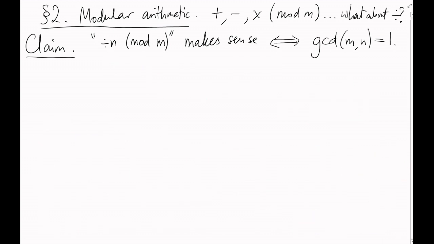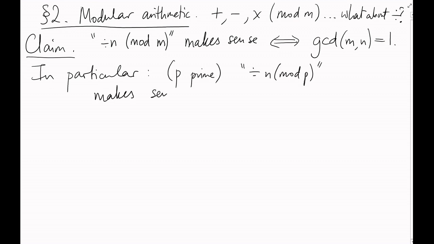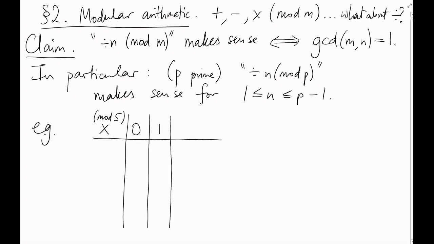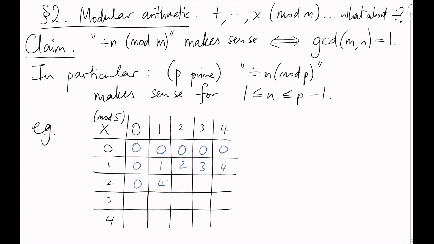In particular, when p is prime, division by n modulo p makes sense for all n between 1 and p minus 1. Here's an example. I'll draw out the multiplication table modulo 5, and notice that there is a 1 in each row apart from the 0 row. We can't divide by 0.